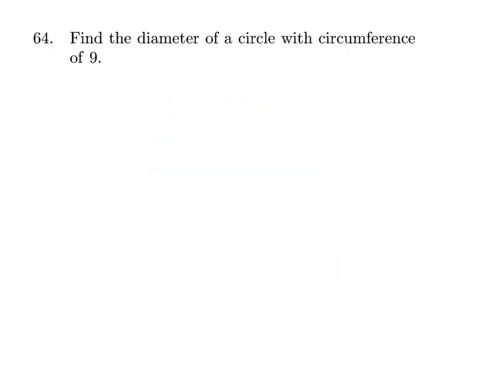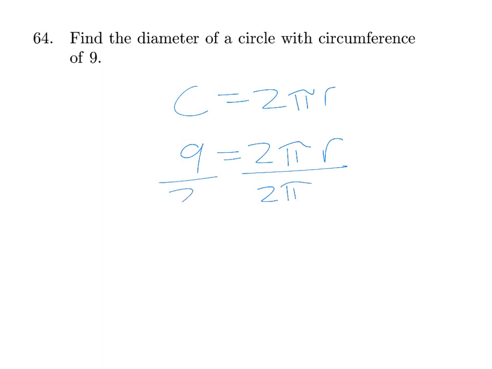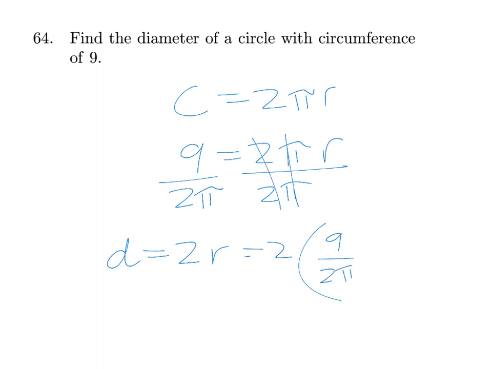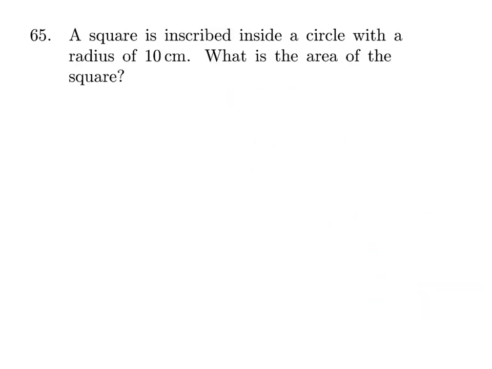Done. All right, find the diameter of a circle with a circumference of 9. Circumference equals 2 pi r. All right, so I have 9, then I divide by 2 pi. Well, diameter is equal to 2 times r. So r is 9 over 2 pi. The 2's cancel out, and I'm just left with 9 over pi. Done. That's my diameter.